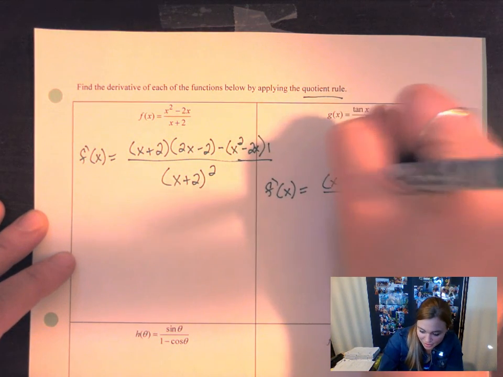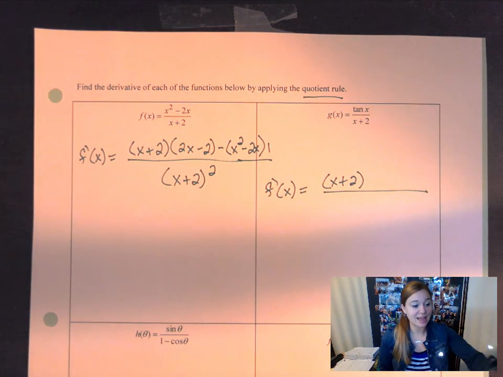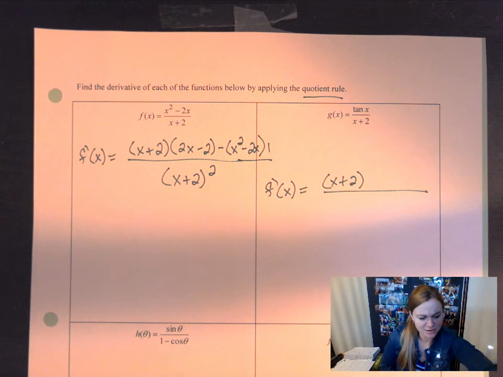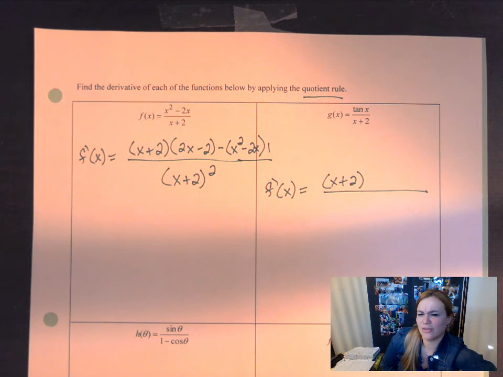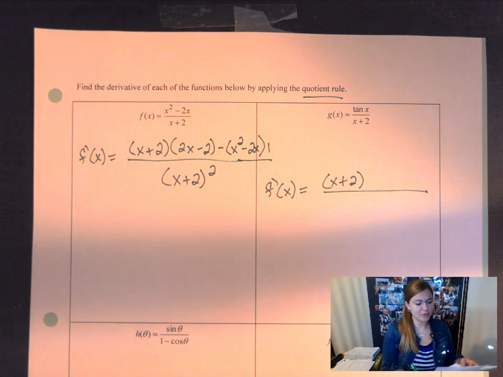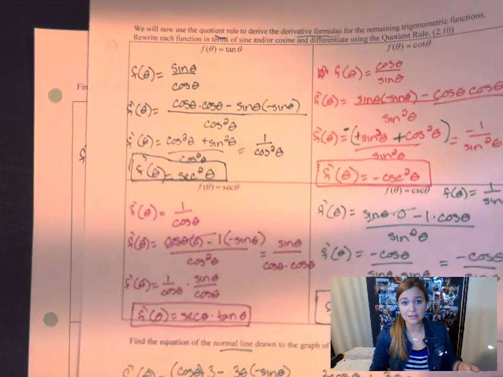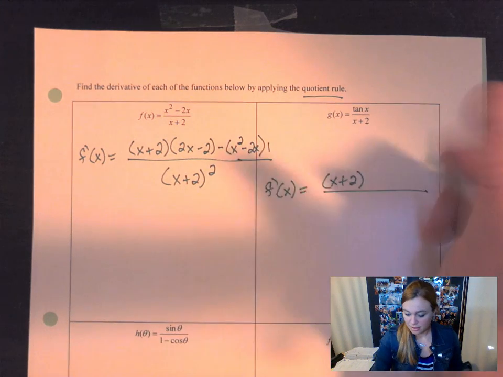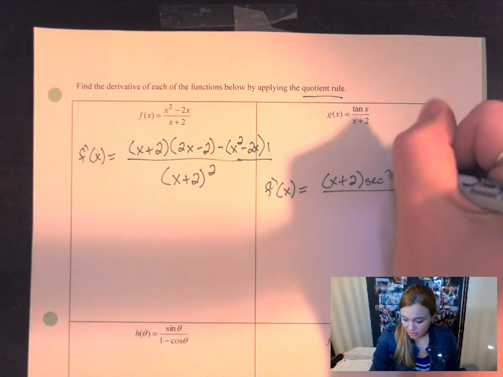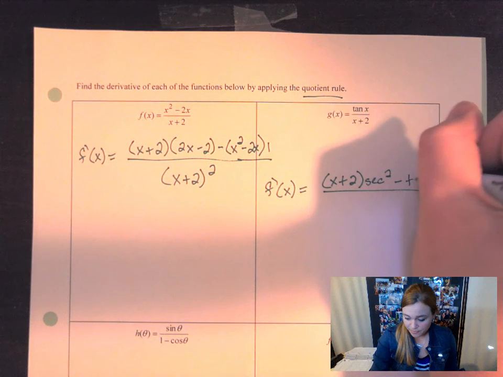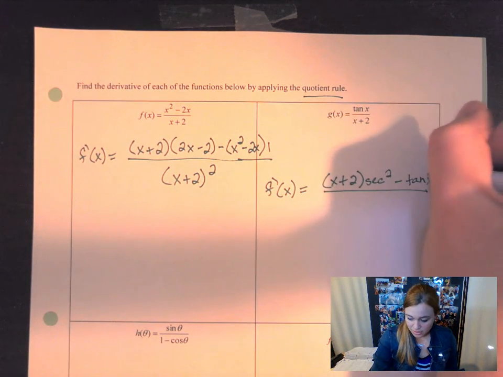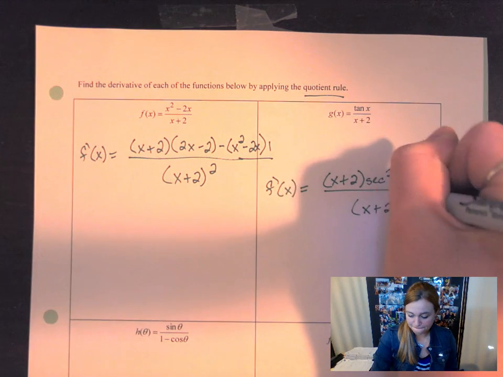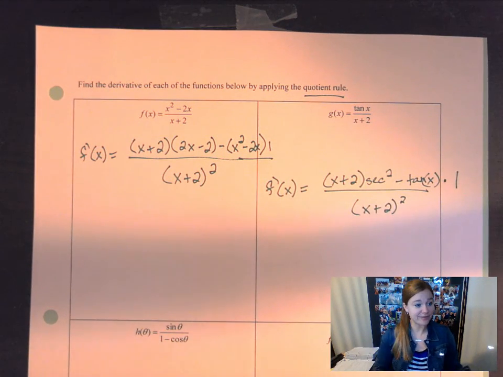The next one, f prime of x: bottom times the derivative of the top. This is not your time to be a hero. This is your time to say, what was the derivative of tangent again? Do you remember? And if you don't remember, I think it was secant squared. Oh wait, I'm right. The derivative of tangent was secant squared. I don't have to do all that work again. So I'm going to say bottom times the derivative of the top minus the top times the derivative of the bottom, which is just 1, over the bottom squared. And then that's it. Leave it.